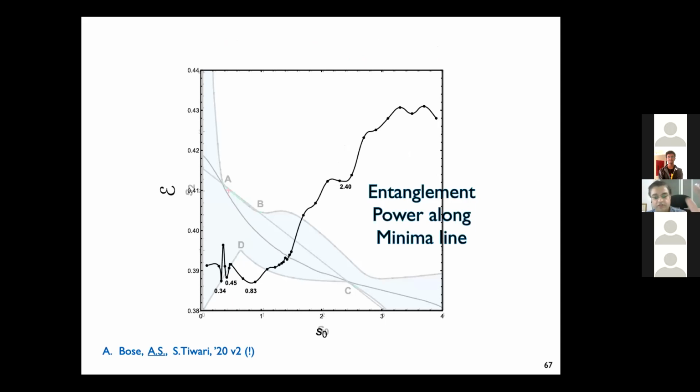Anyhow, I told you that along this line of minimum total scattering cross-section, you can calculate the entanglement power, and somehow it seems to have a local minimum precisely near the neighborhood of the kink.